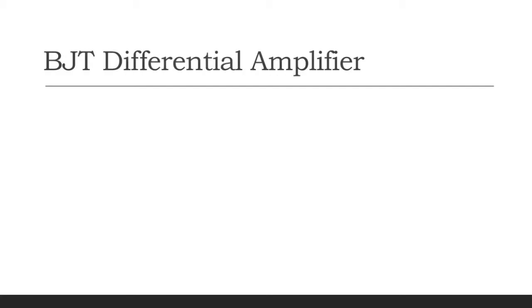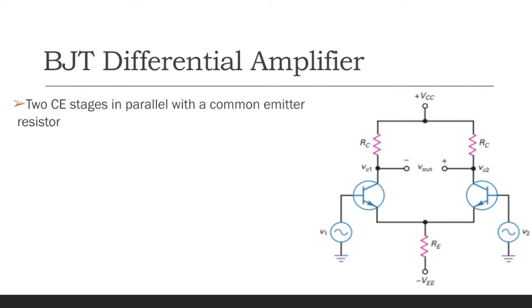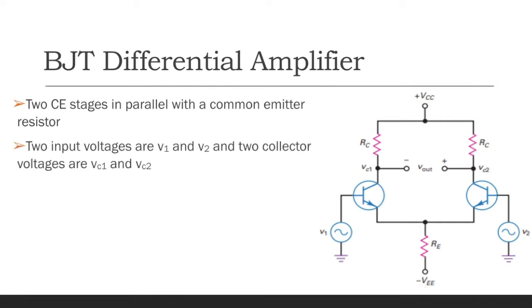Now we'll see the BJT version of differential amplifier, and you can see here it has two common emitter stages connected in parallel, and they have a common emitter resistor Re which is connected to the negative supply. The two input voltages are V1 and V2 as you can see in the figure, and two output voltages or two collector voltages are Vc1 and Vc2, and output is taken between two collectors, so output is Vc1 minus Vc2.